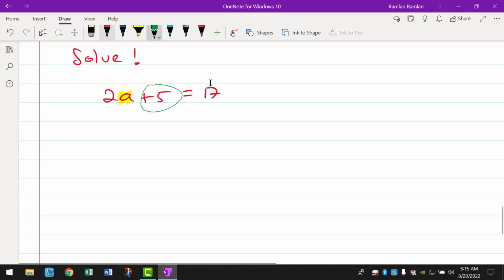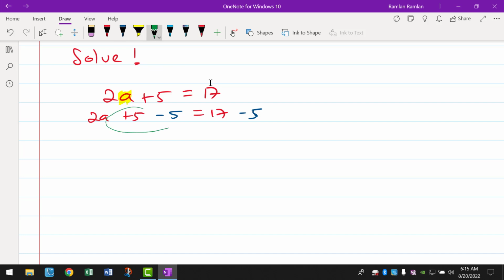And then one more concept that you need to understand, that every time you do something on the left side of the equal sign, you do the exact same thing on the right side of the equal sign. So I'm going to write down that equation again. We have 2a plus 5 and 17. So I'm going to subtract both sides by 5, right? So we need to be fair. The left side, you minus 5, right side also minus 5.